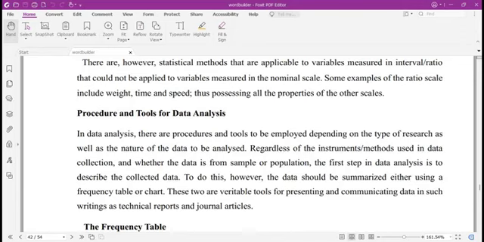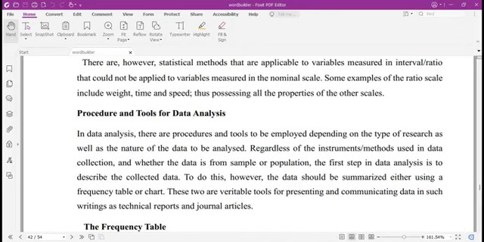In data analysis, there are procedures and tools to be employed depending on the type of research as well as the nature of the data to be analyzed. Regardless of the instruments or methods used in data collection and whether the data is from sample or population, the first step in data analysis is to describe the collected data. You have to describe the data you have collected in order to be able to analyze it.